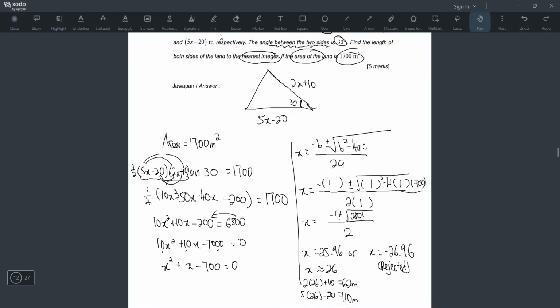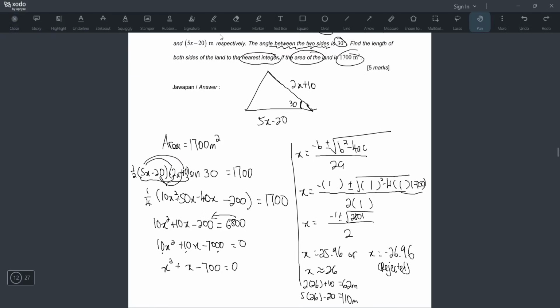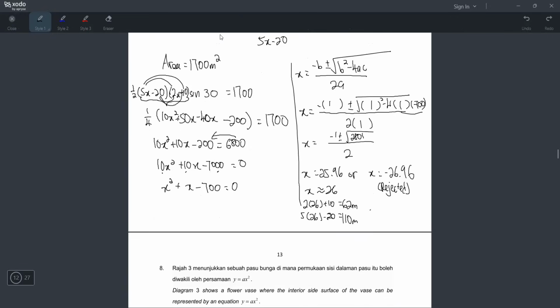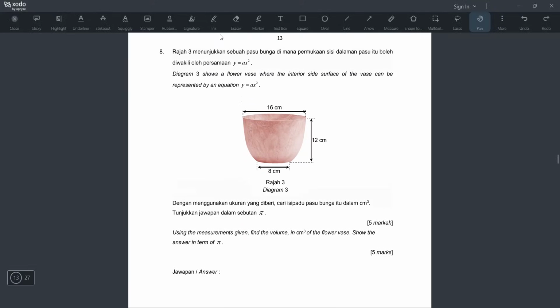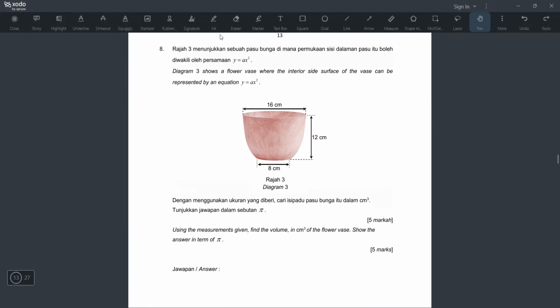So let's double confirm what the question asks. Find the length of both sides. So what is the length of both sides? 62 meters and 110 meters. And you should get full marks, right? If your working is like this, then you will get full marks. Okay, done.